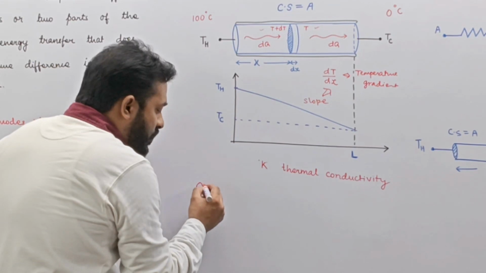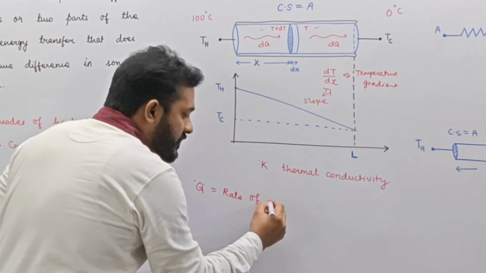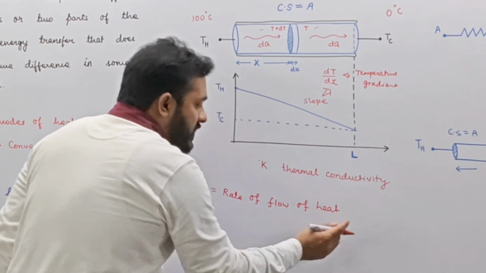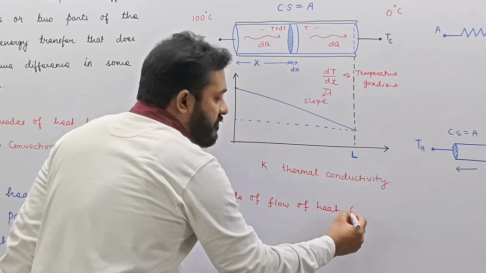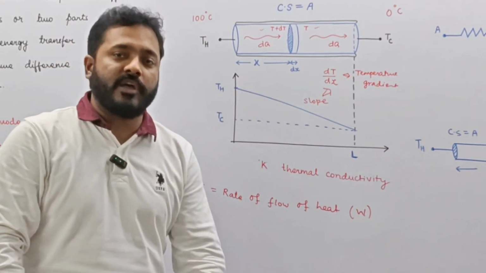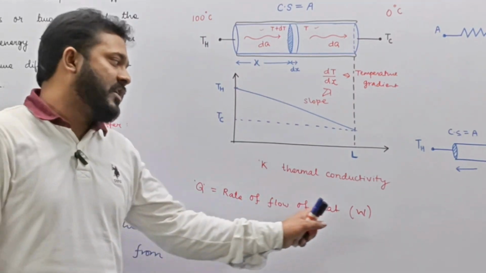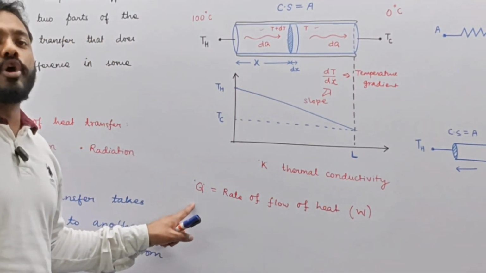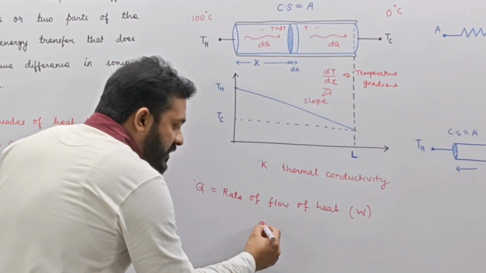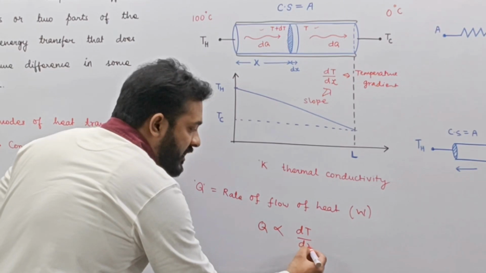So we are writing Q, which is the rate of flow of heat. Now this must be kept in mind that this rate of flow of heat is measured in what? We are not talking about the energy transfer taking place. We are talking about the rate of energy transfer taking place, which we are measuring in watt or joule per second. So over here we say that the rate of energy transfer taking place is proportional to temperature gradient.